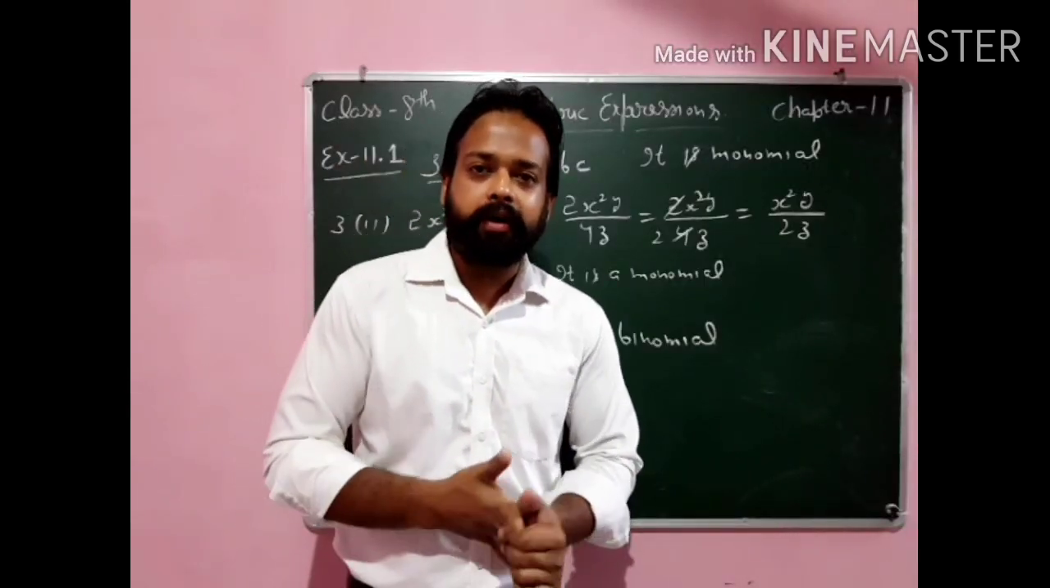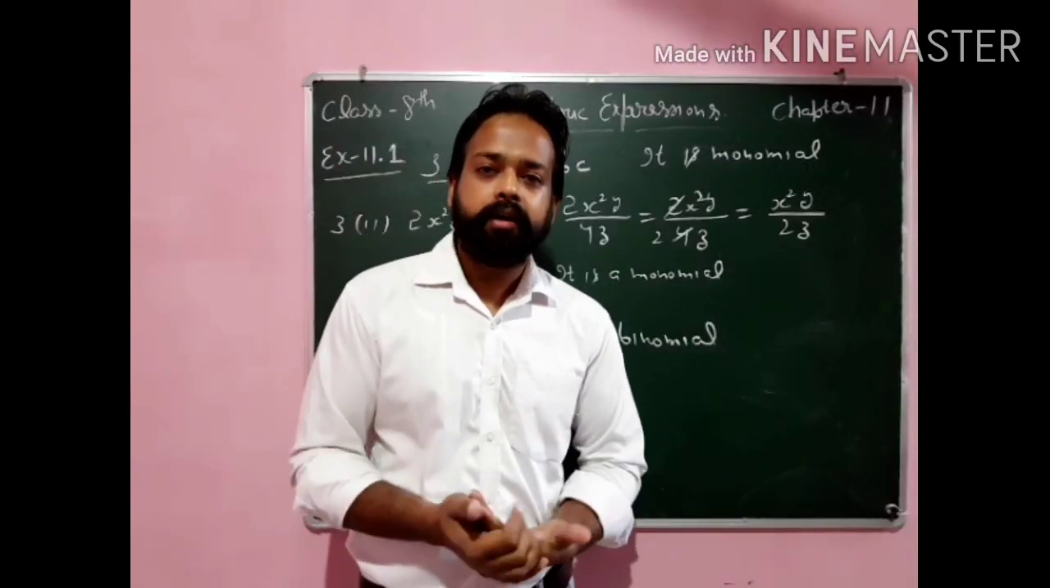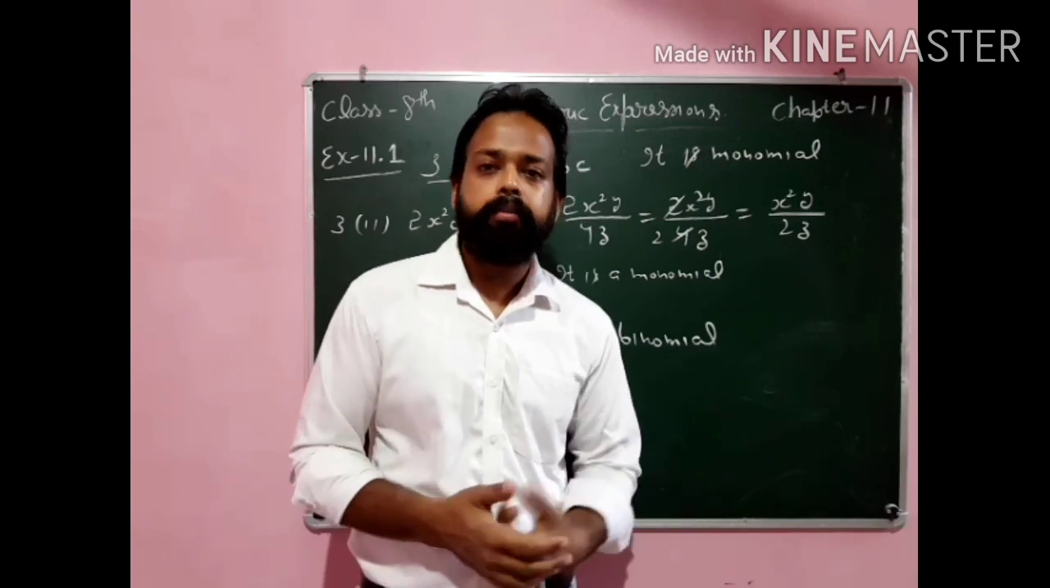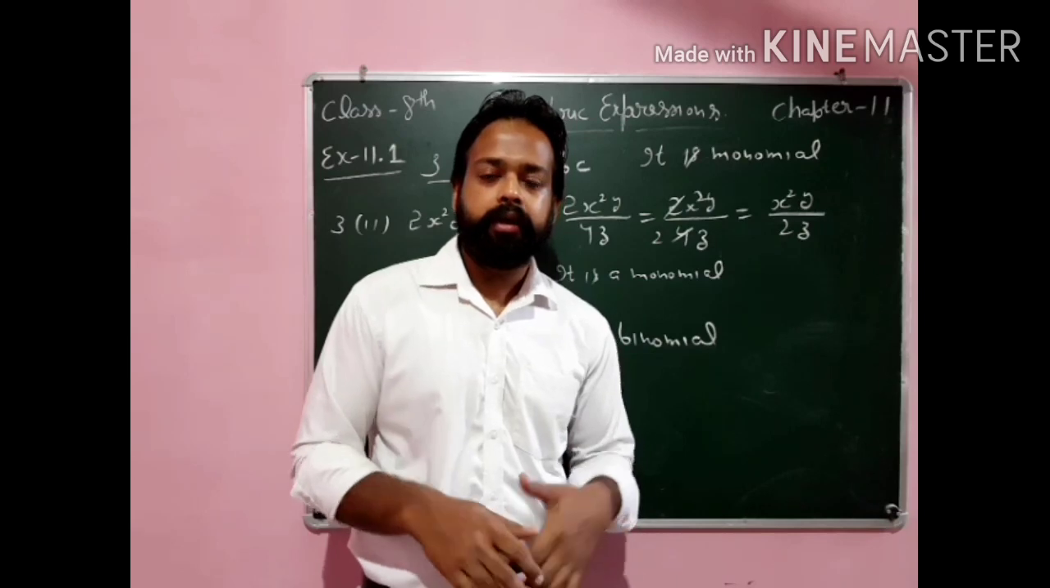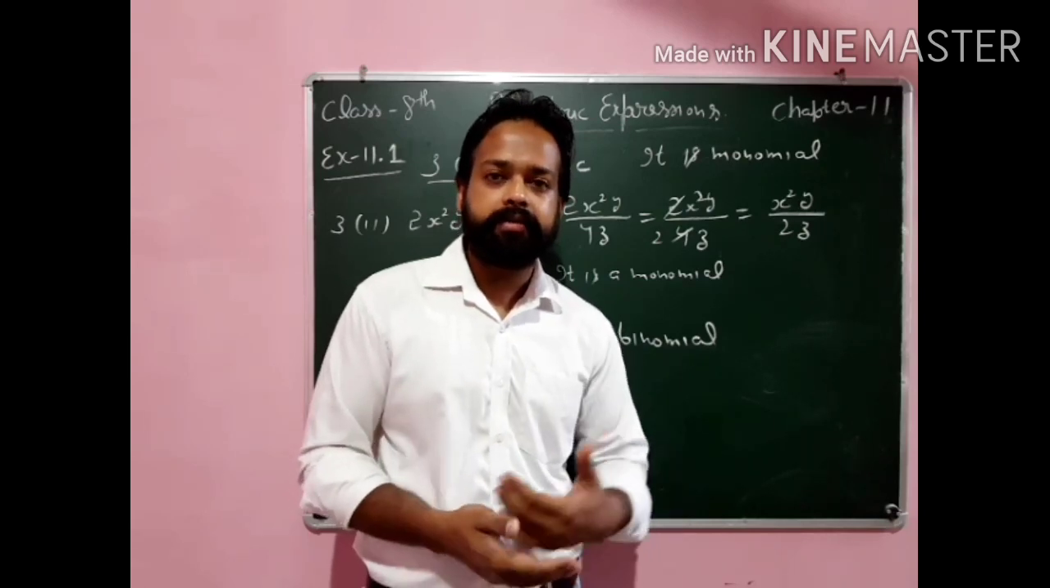Okay, now in the third part we have to find how many polynomials are monomial, how many are binomial, and how many are trinomial. So in the third sum we have to find this one.